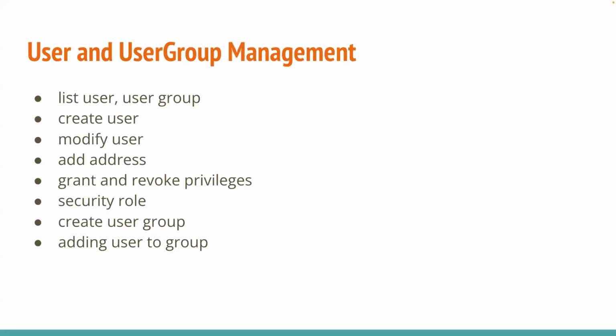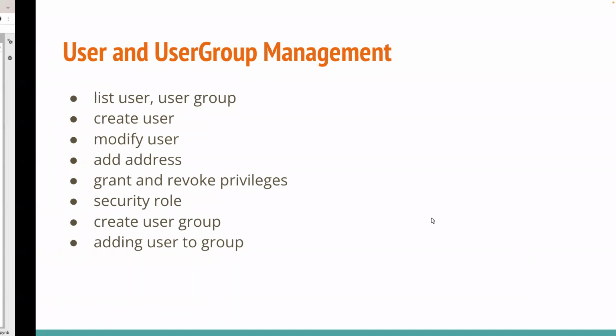In this video, I want to show you some user and user group management APIs in MicroStrategy Python SDK, mstrio-py. In this video, I'm going to show you list user and user group, create user, modify user, adding addresses, grant and revoke privileges, and manage security roles, creating user group and adding user group, adding user to group. And I will do a separate video for security filter.